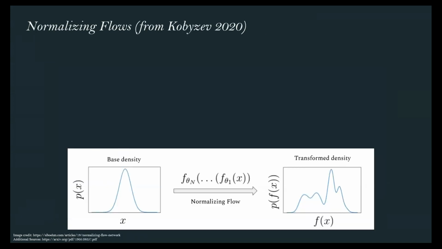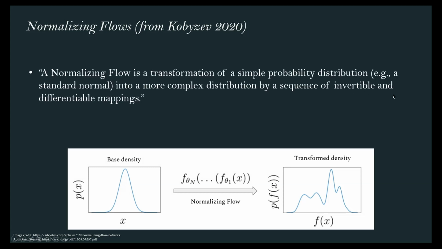So jumping into, there's this really cool overview paper. I'm going to post this one as well. I like this one. It's pretty dense in parts, but it was a very helpful overview. So what is a normalizing flow? A normalizing flow is a transformation of a simple probability distribution, like a standard normal, into a more complex distribution using a sequence of invertible and differentiable mappings.